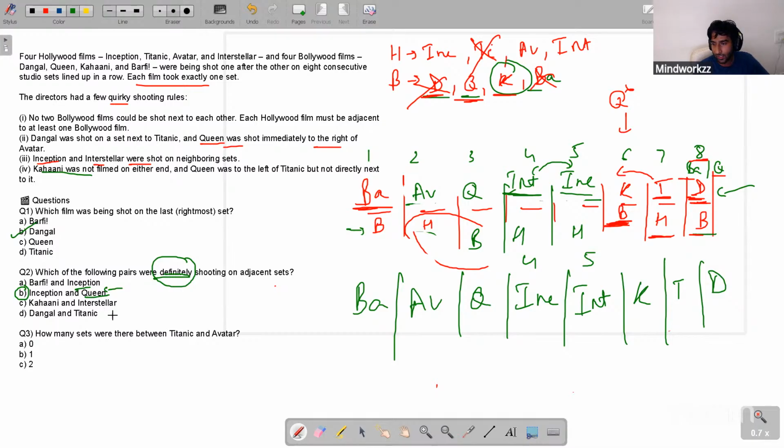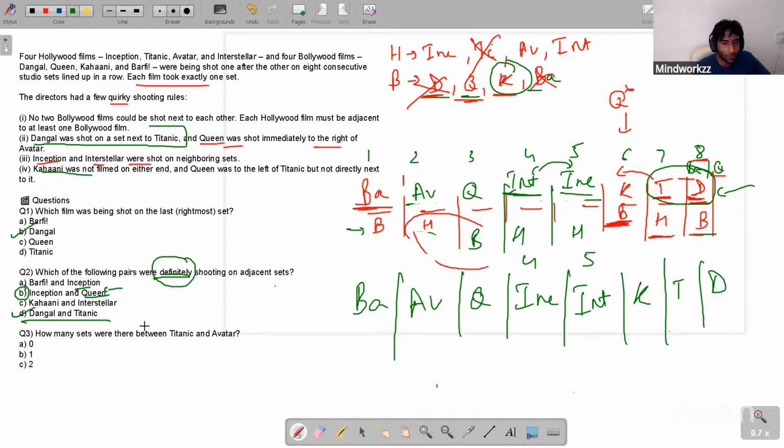Kahani and Interstellar. Again, it is possible, but it is also not possible. In one case, it is possible. In the other case, it is not possible. Dangal and Titanic. Of course, these are adjacent, and this is directly from the clue also. Dangal was shot on a set next to Titanic. So this is directly from the clue. You don't even need to solve the question to answer this. But okay, that's okay. So option D is your correct answer in this case.